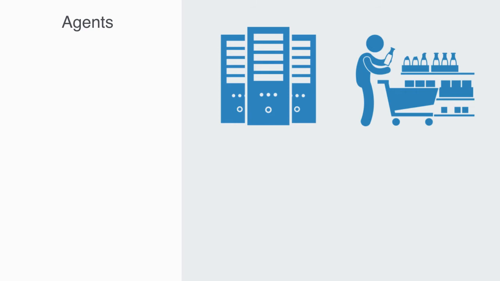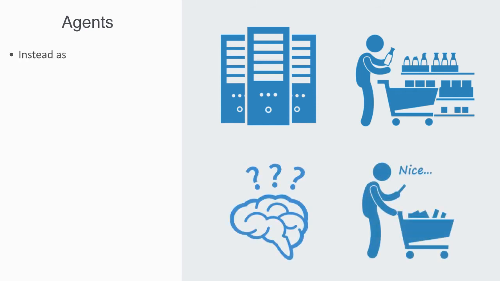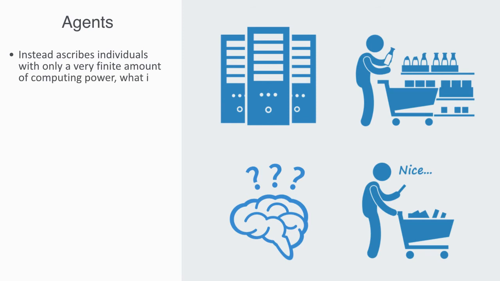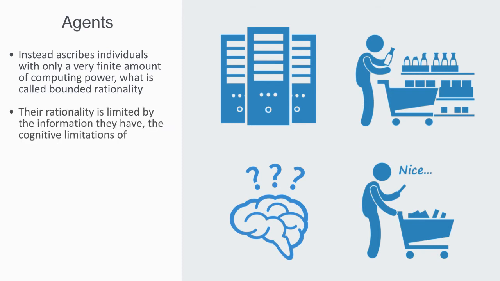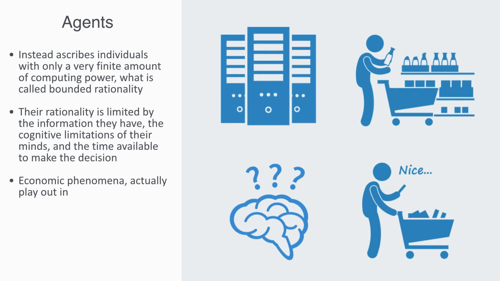Complexity economics, based on this idea of simple rules, instead describes individuals as endowed with only a very finite amount of computing power, what is called bounded rationality. The idea is that when individuals make choices, their rationality is limited by the information that they have, the cognitive limitations of their mind, and the time available to make the decision. Bounded rationality tries to capture the fact that economic phenomena actually, at the end of the day, play out in the real world, and this has real implications and limitations.